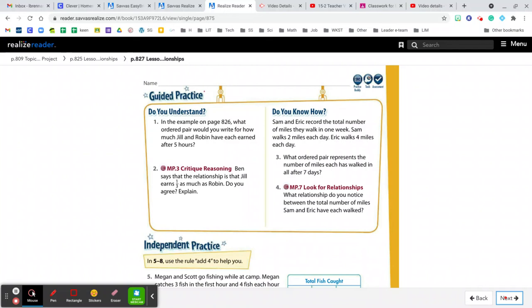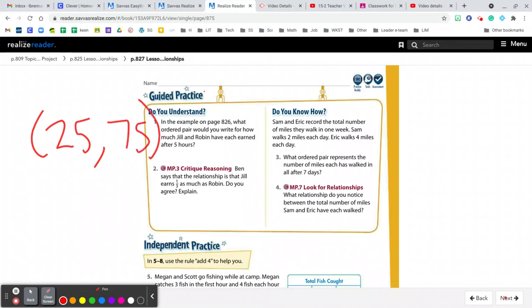So we could say after 5 hours, Jill would be 5 times 5. So she would be 25, and Robin would be 5 times 15. So she would be 75. Ben says that the relationship is that Jill earns a third as much as Robin. Do you agree? Yep, you could say that Jill earns a third as much as Robin, or you could say Robin earns 3 times what Jill earns.